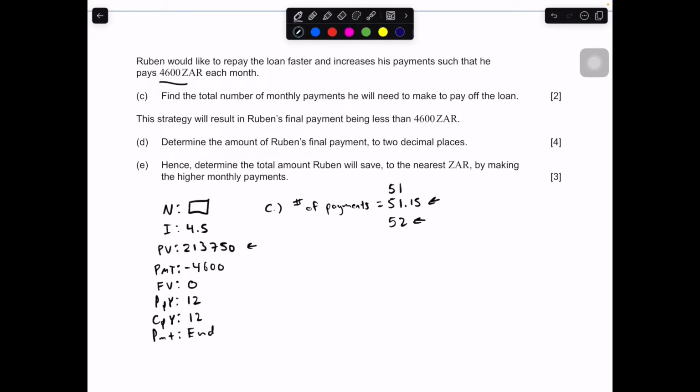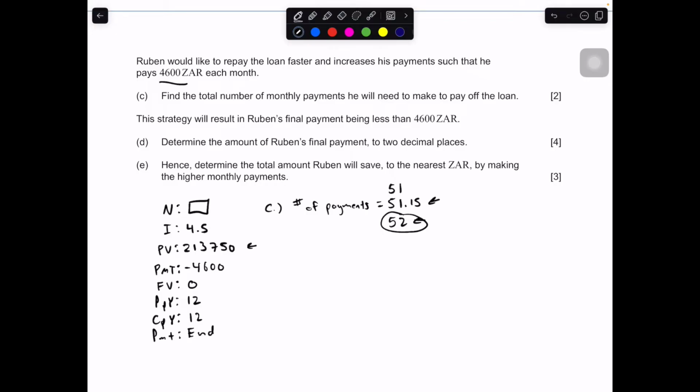It wouldn't exactly be it. He would finish his total loan, or he would complete paying off the loan, after 52 months, after 52 payments. So the final answer would be 52, the total number of monthly payments that he'll need to make.